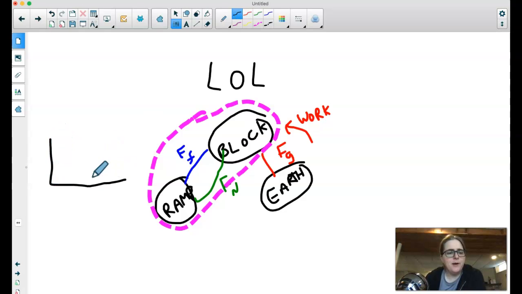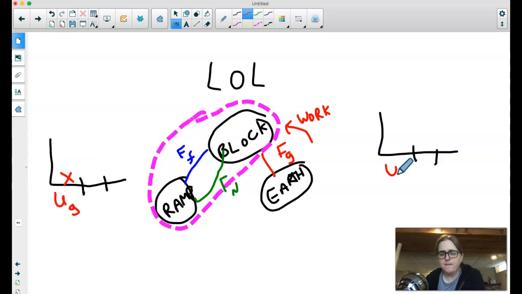So now for my bar charts, I'm going to approach it very similarly to how I did before, except because that force of gravity is now external to my system, that force crosses the system boundary. I can't store gravitational potential energy anymore. And so my block actually doesn't start with any energy with the way I defined this system.